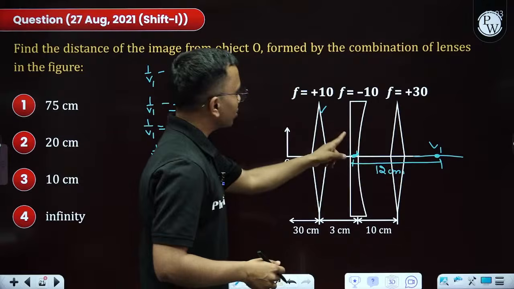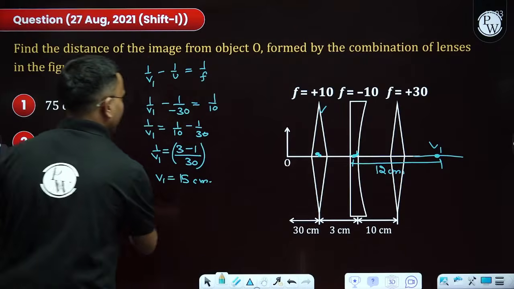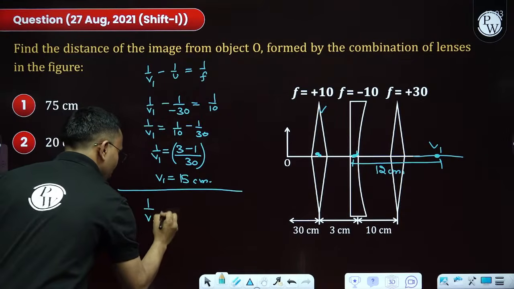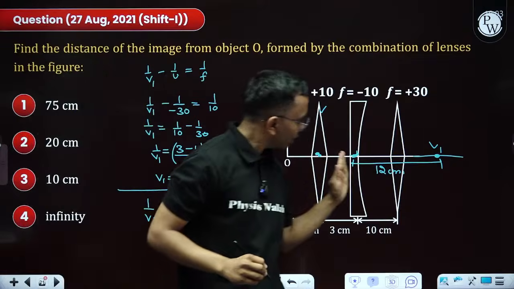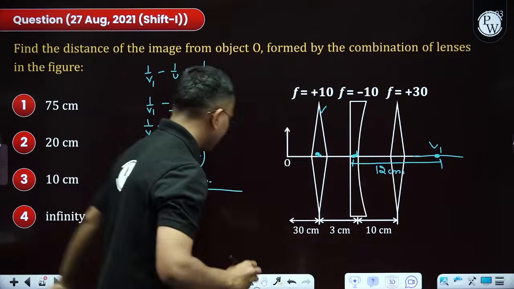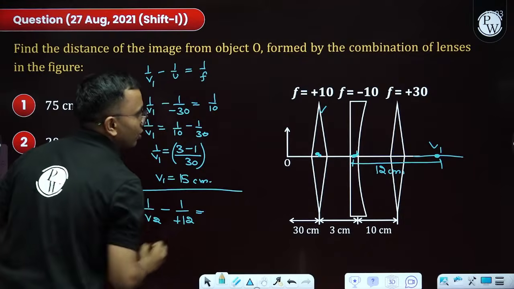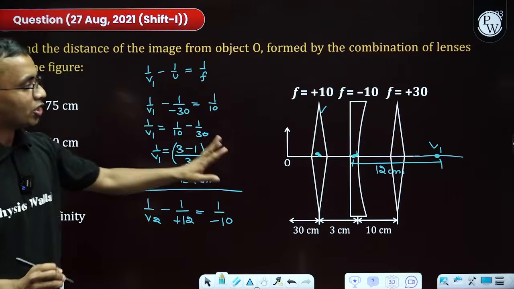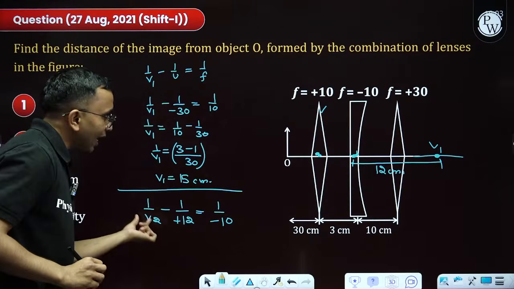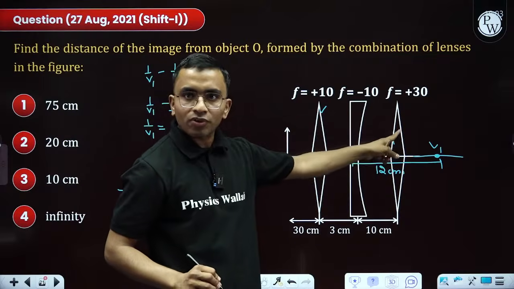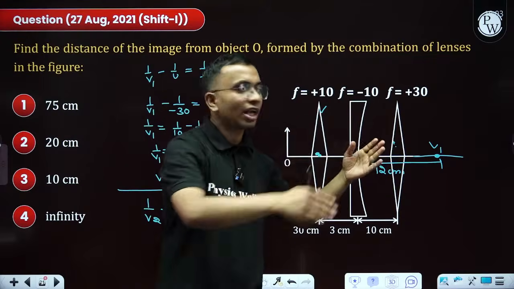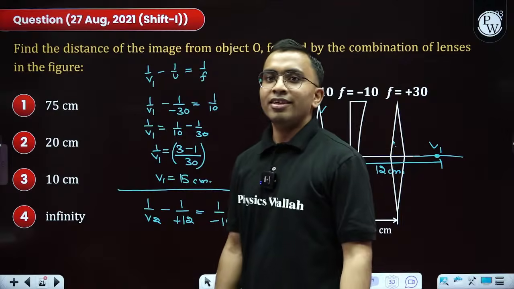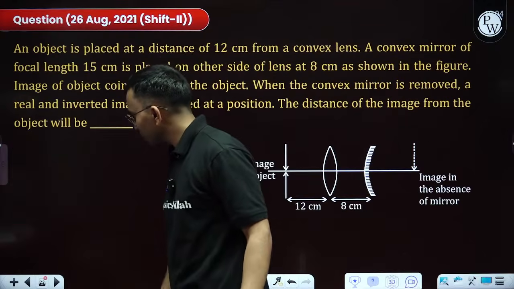Now again use the formula for this. For the second, if I write now 1/v2 minus 1/u, what is u here? Plus 12, towards the right, plus 12. So plus 12 equals 1/f, minus 10. From here, I'll get my v2. Okay, using that v2, that will behave like an object for this third. Again I'll do the calculation, that will be my final image, then I'll find the distance. Okay, three times you have to use it.